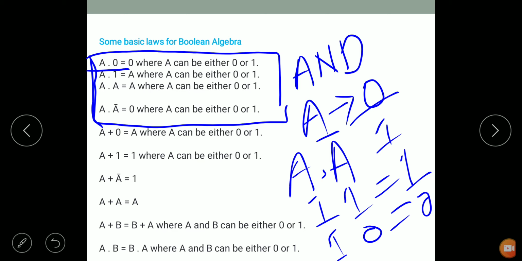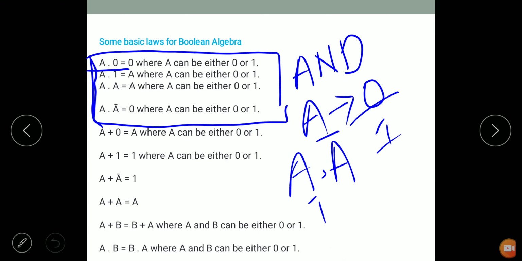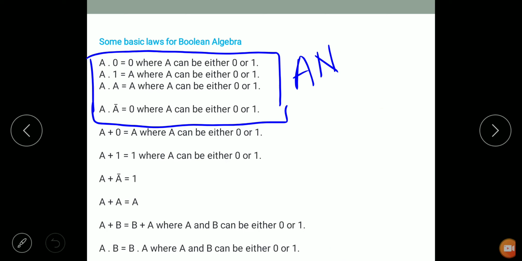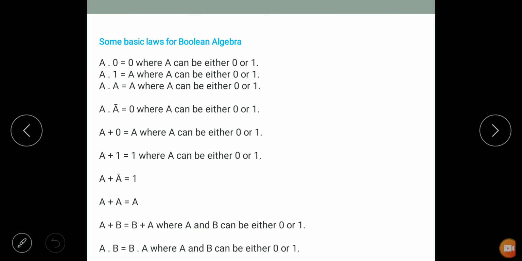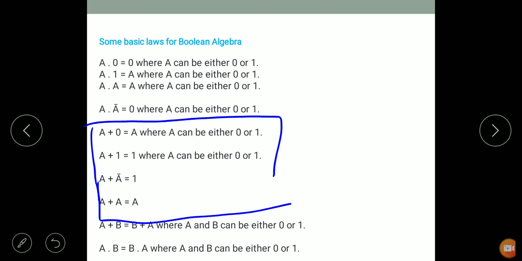Now we go for the OR law. The second one is the OR law. If you see the plus sign, then these are the OR laws. Here also a plus sign is mentioned, but it is not an OR law. The OR laws are only these 4. OR law means these laws use the OR operation. Therefore, they are called OR laws.